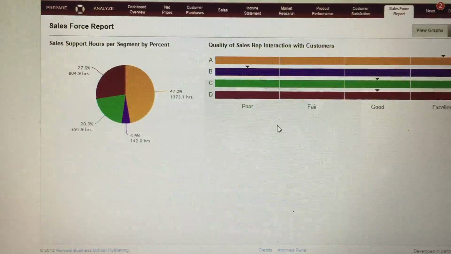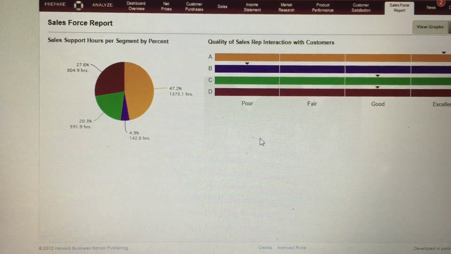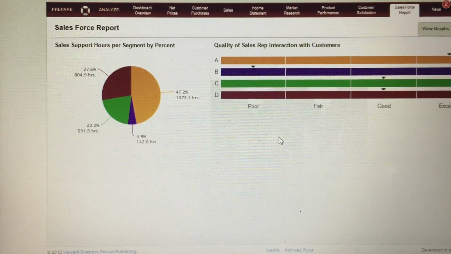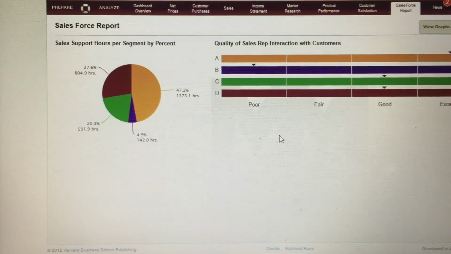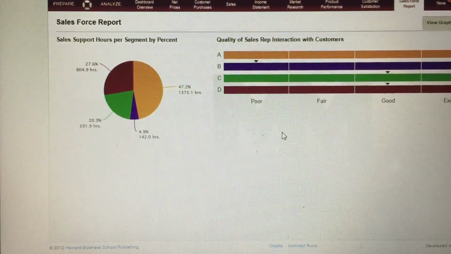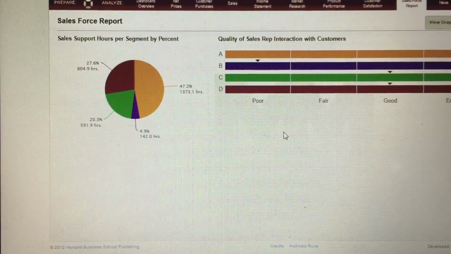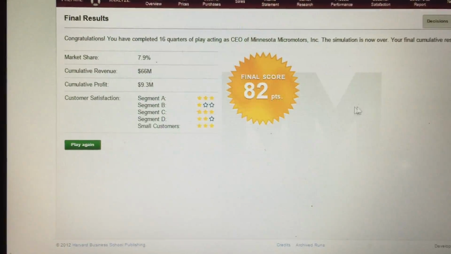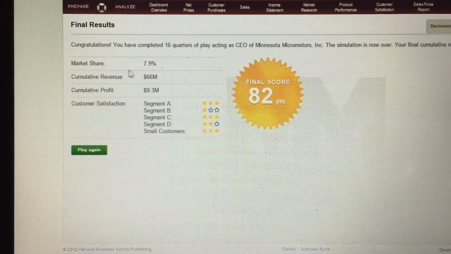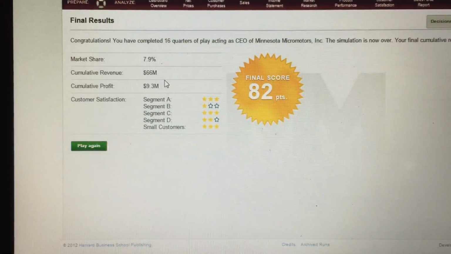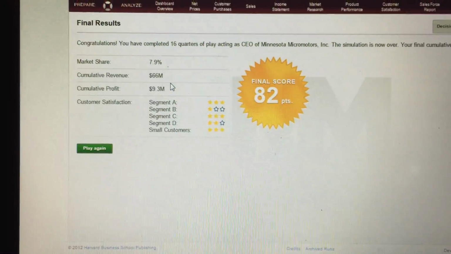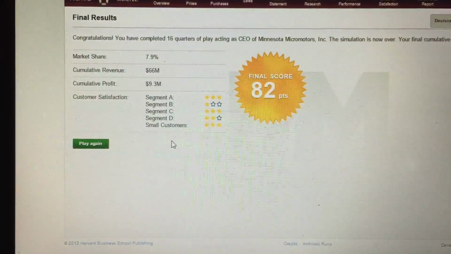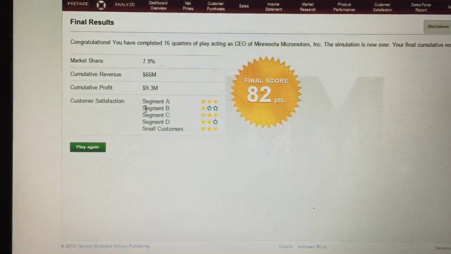Lastly was the Salesforce report, which shows sales support hours per segment by percent, and also the quality of sales rep interaction with customers. So the only one that rated us poor would be segment B. Lastly is the Decide tab, which shows that my market share was at 7.9%, a cumulative revenue of 66 million, and a cumulative profit of 9.3 million, with all of them being satisfied except for segment B.